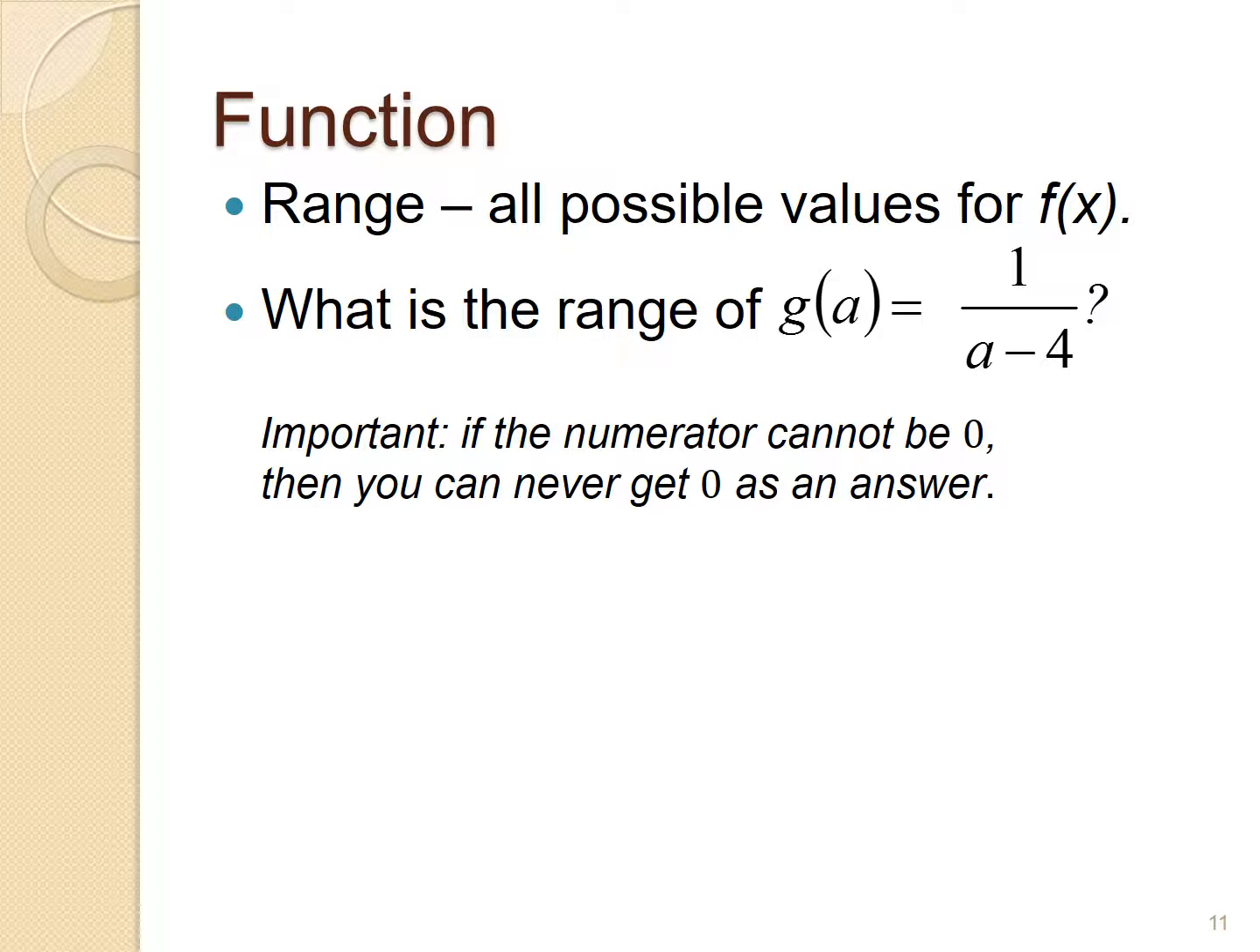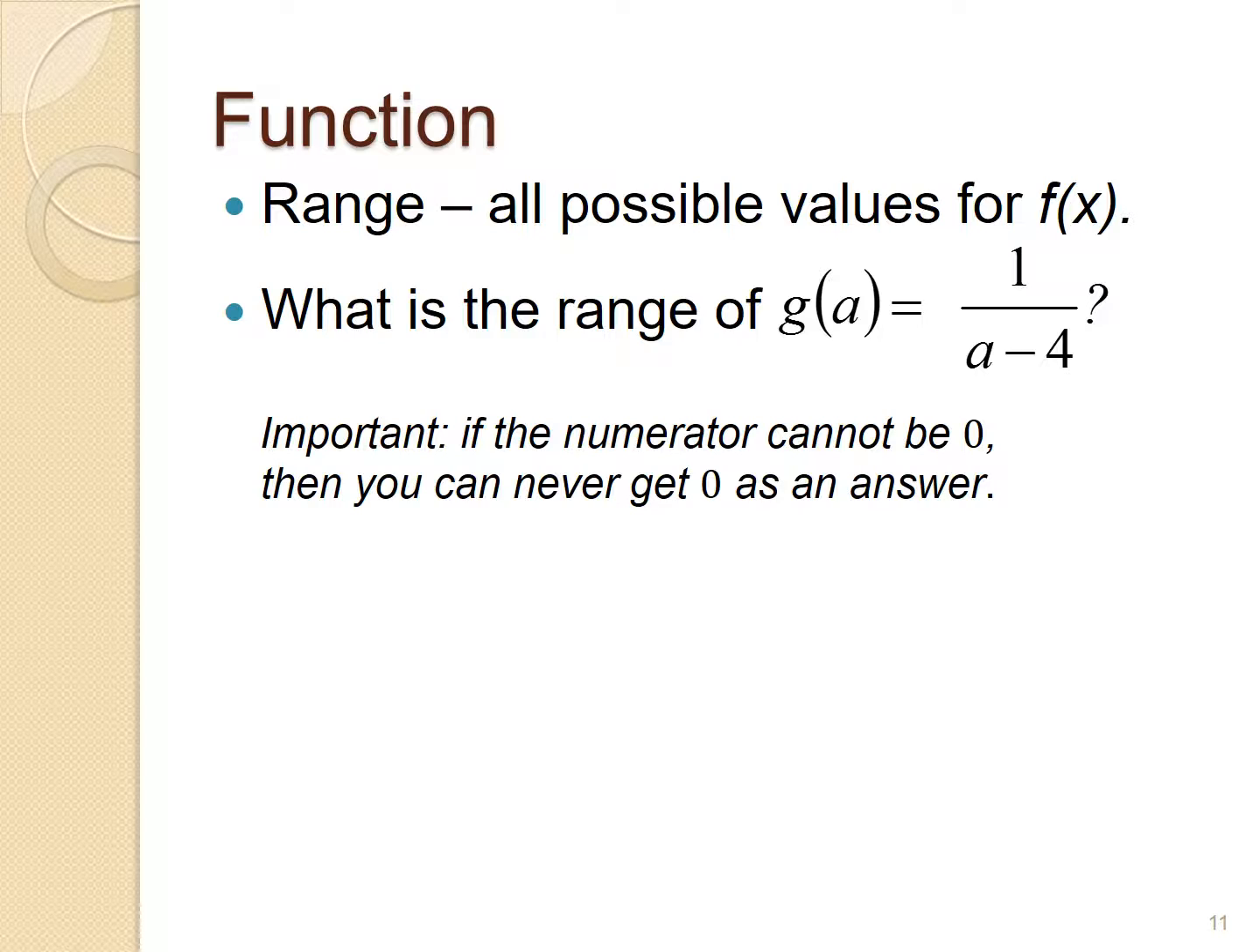Well, what about other values? Let's look at positive ones. What if a was, say, 5? If a was 5, we would get 1 over 5 minus 4. Well, 5 minus 4 is 1, so that's 1 over 1, which is simply 1. So we know we can get 1. What happens if we make a larger? Say a was 6. 1 over 6 minus 4. 6 minus 4 is 2, so it's 1 over 2, which is 1/2.